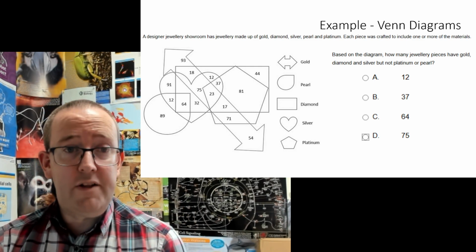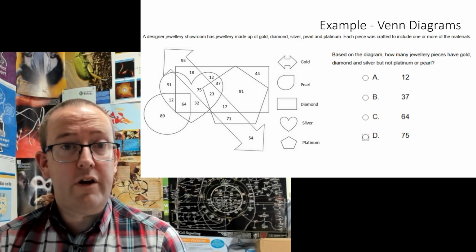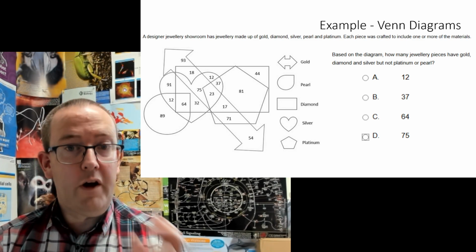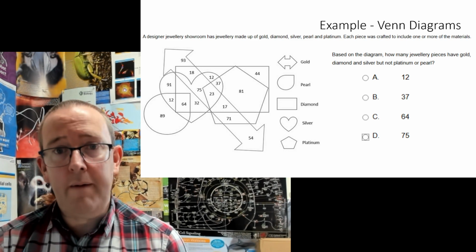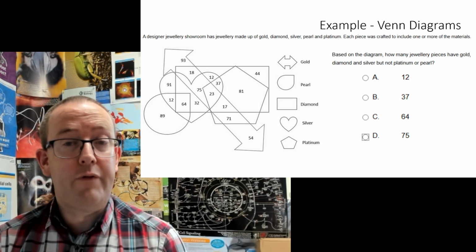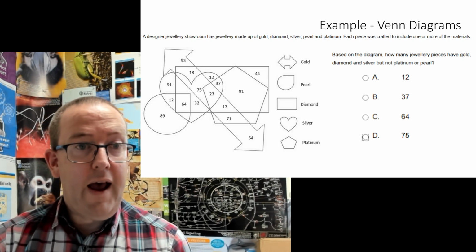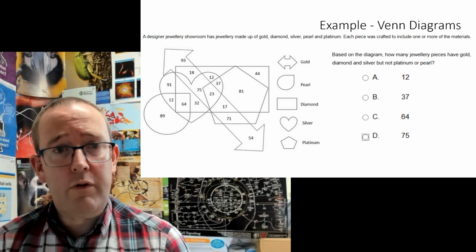Now again, two ways to go about this. I would say the easiest way is to find the area of the Venn diagram that fills those conditions, find the number and see if it's in the list. Okay, you could also go the other way, look at where the numbers 12, 37, 64 and 75 are on the diagram and see if they match those criteria, go at it that way. I'm going to go with it the first way.